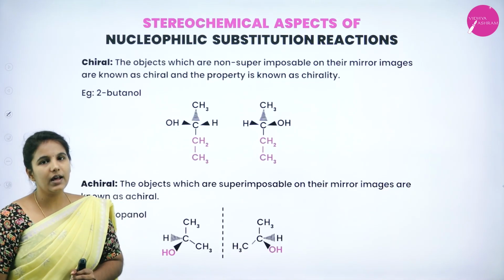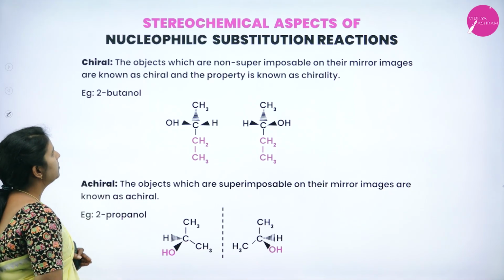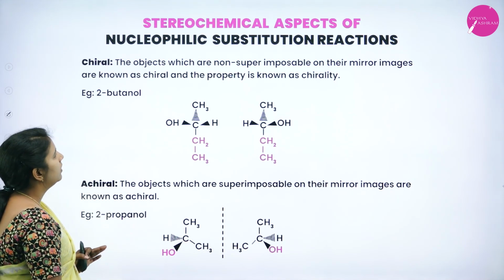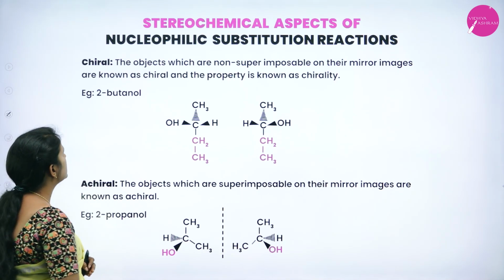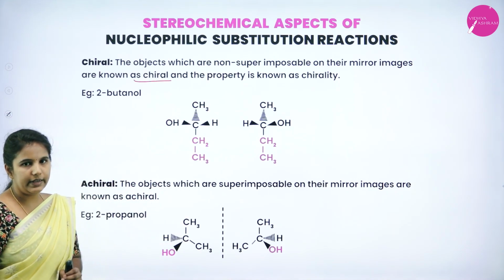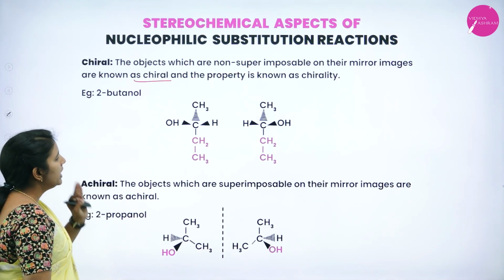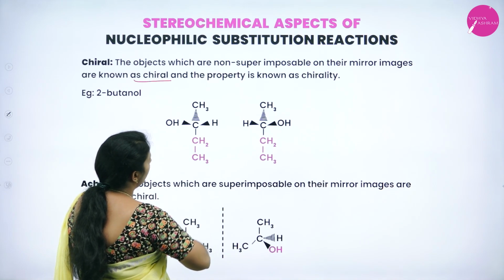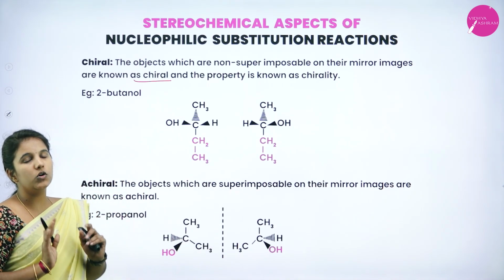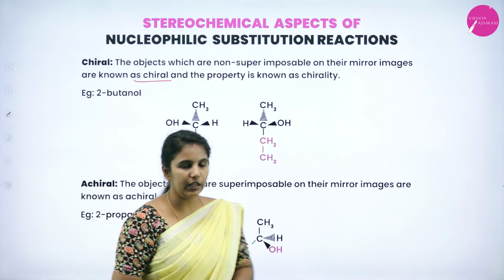Next we have chiral or chirality. What does it mean? An object that is non-superimposable on its mirror image is known as chiral, or said to have chirality. An example is 2-butanol. If you take the structure of 2-butanol, you can see that they are non-superimposable mirror images. Just take your hands.